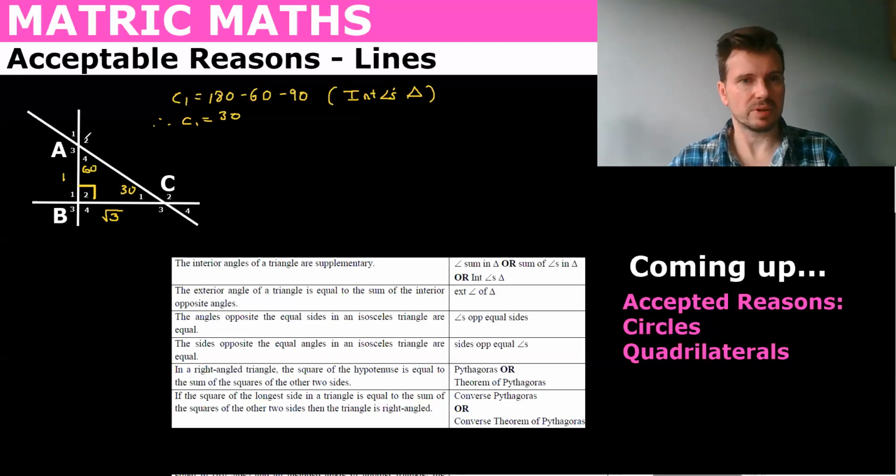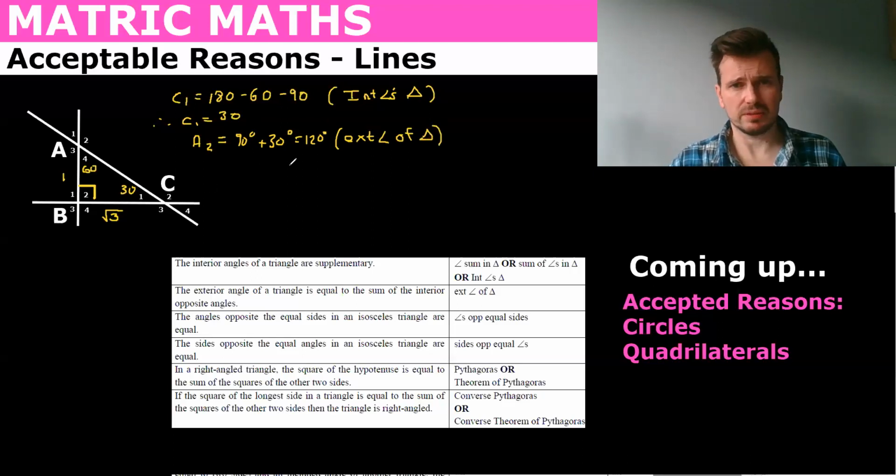But let's look at something a bit more tricky. So let's say that we wanted to get A2. So we'd say A2 equals, and it's the sum, the exterior angle equal to the sum of the two opposite interior angles. So A2 equals 90 plus 30. And we can maybe say equals 120, and that reason would be ext angle of triangle. Okay, so quick, not a lot of writing. So if you learn these, you can really actually save yourself a lot of time.